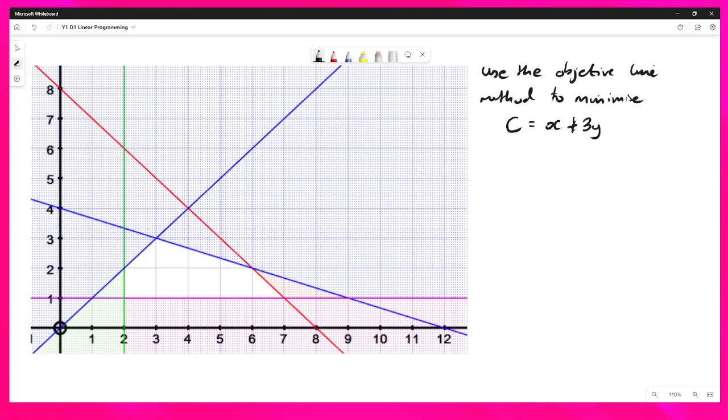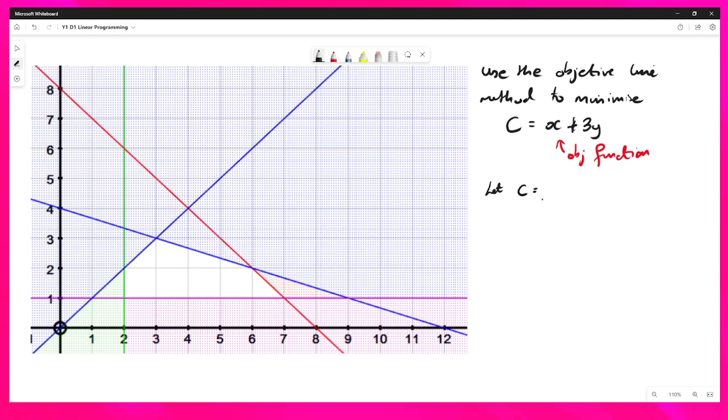The key thing is there is one objective function, which is this one, the c equals x plus 3y. That is our objective function, and there's only one of those for any given linear programming problem. The objective line, there are multiple objective lines. The thing that changes for those are the values of c. So what we're going to do is pick a value for c and draw that line.